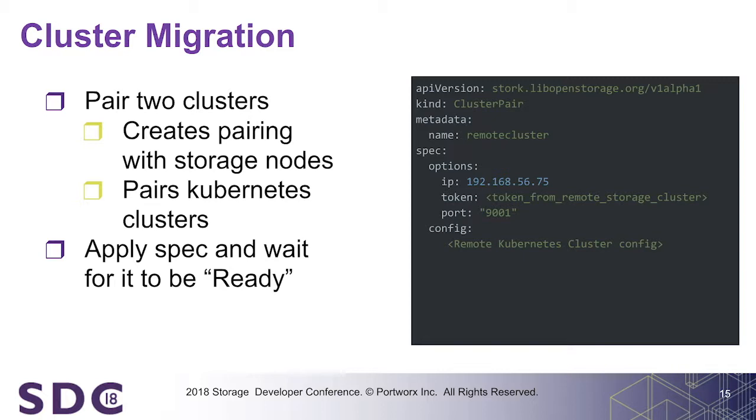When you're pairing two clusters, all you need to do is provide the IP of the other cluster, the storage token, and the port that you want to talk to. And in the config section, you would give it the Kubernetes config so that we can actually migrate the resources. Once you have this information, all you have to do is apply this and wait for it to be in ready state, which means that the storage has been paired as well as the scheduler has been paired.